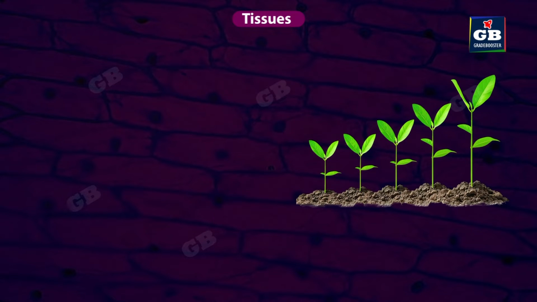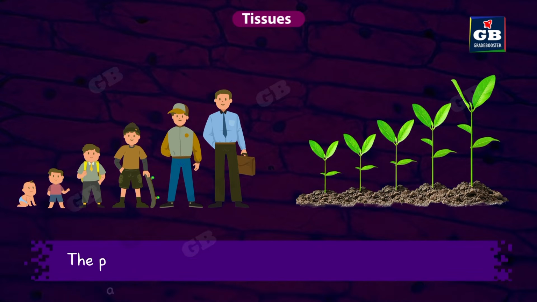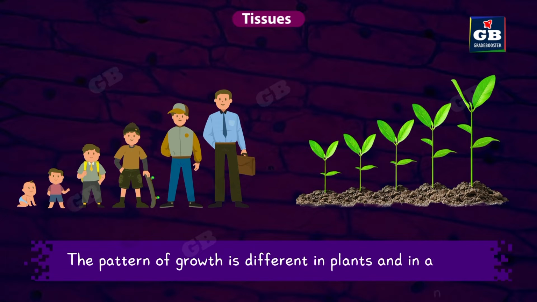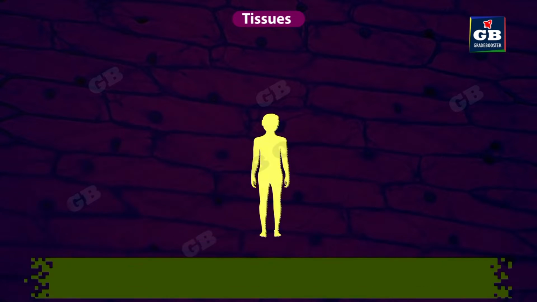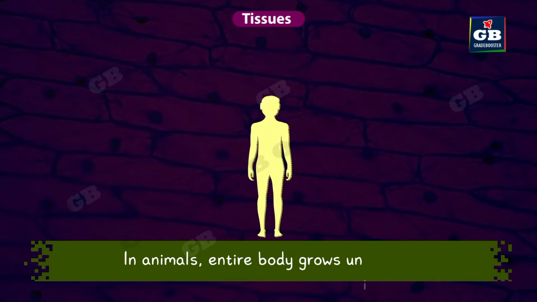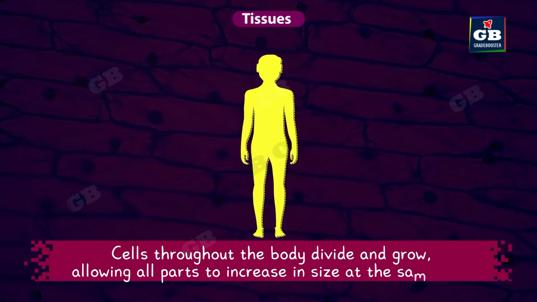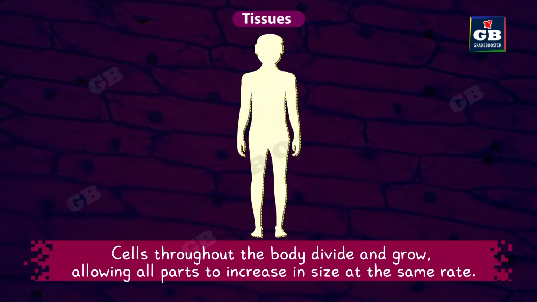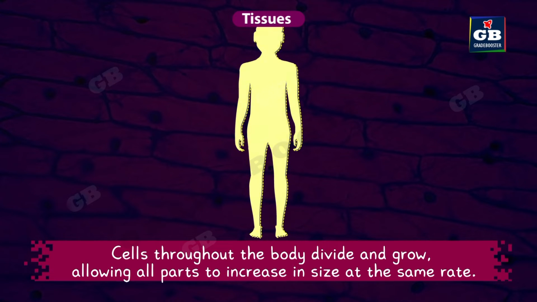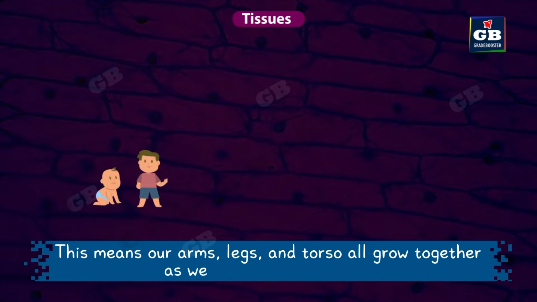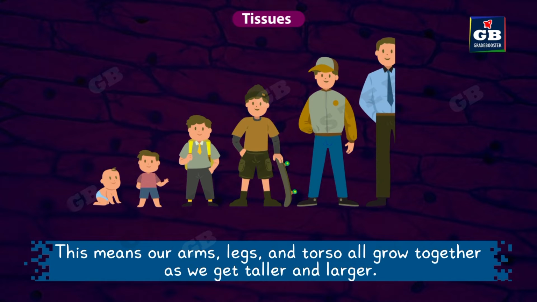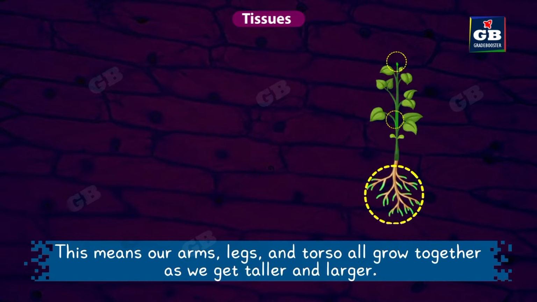We know that plants and animals grow, but the pattern of growth is different in plants and in animals. In animals, the entire body grows uniformly. Cells throughout the body divide and grow, allowing all parts to increase in size at the same rate. This means our arms, legs, and torso all grow together as we get taller and larger.